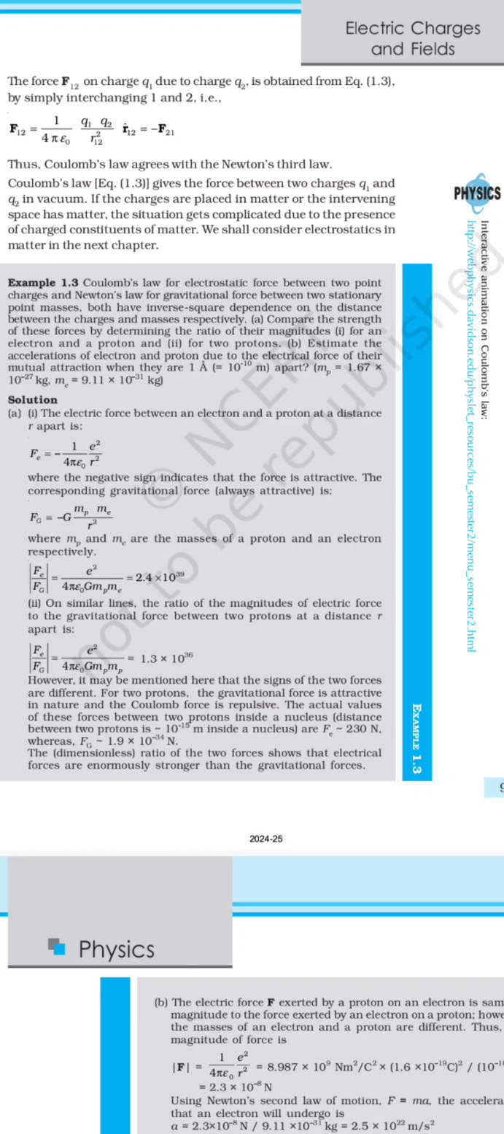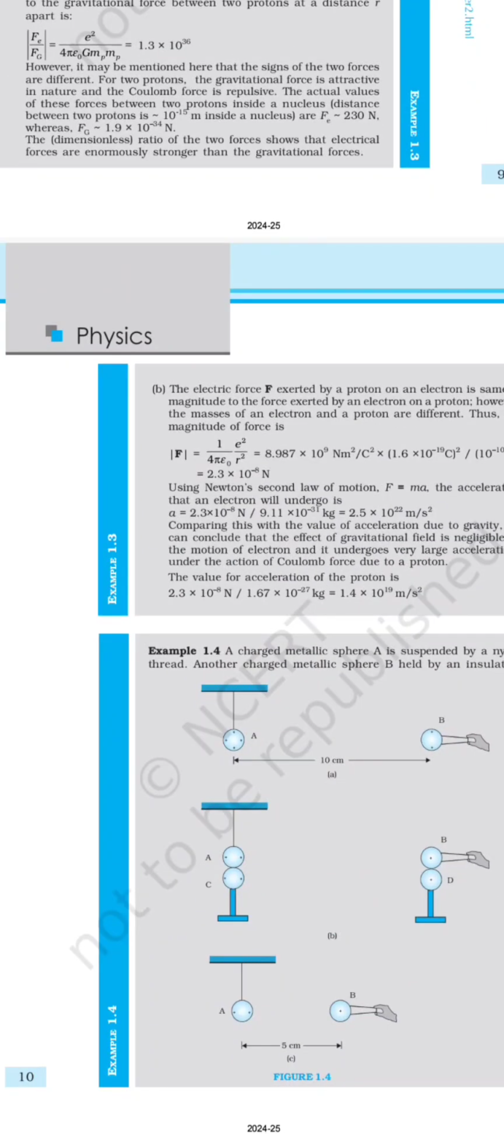Compare the strength of these forces by determining the ratio. So basically we have to take Fe by Fg. The electrostatic force, which is k q by r square, we can write as minus k e square by r square, and Fg is minus G mass of proton into mass of electron by r square. So we get the answer on solving. Next we have finding the estimates of acceleration. Acceleration is nothing but force by the mass.